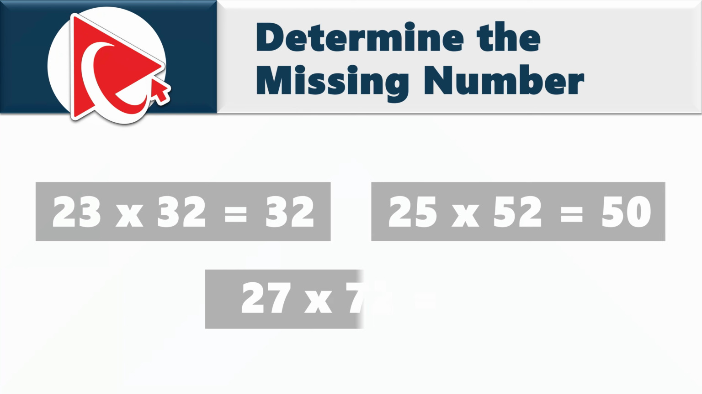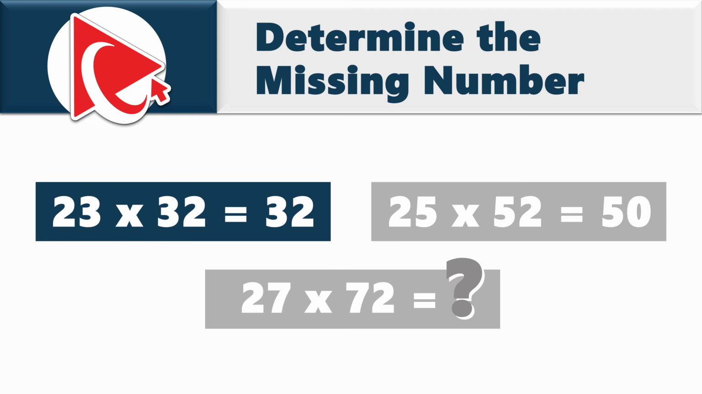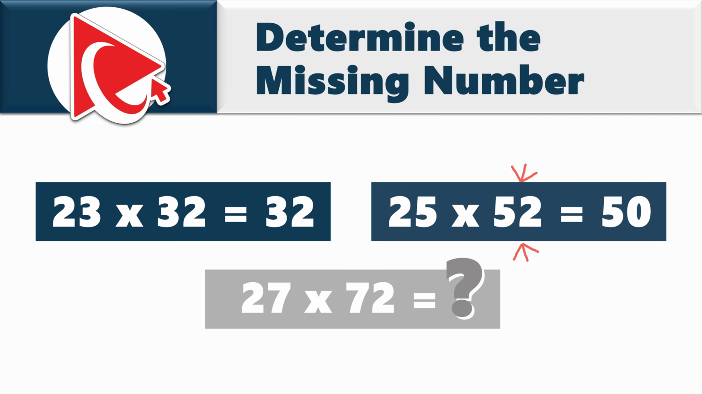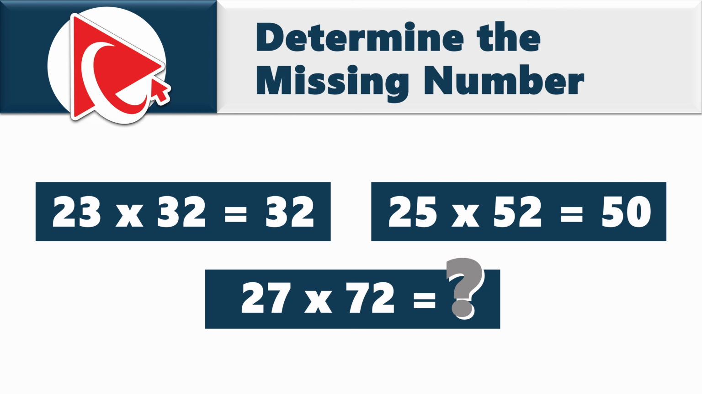You're presented with 3 expressions. The third expression missing the result. The first expression is 23 multiplied by 32 equals 32. Second expression is 25 multiplied by 52 equals 50. And then the third expression is 27 multiplied by 72 equals, and then comes the missing number, which you need to select out of 4 possible choices.